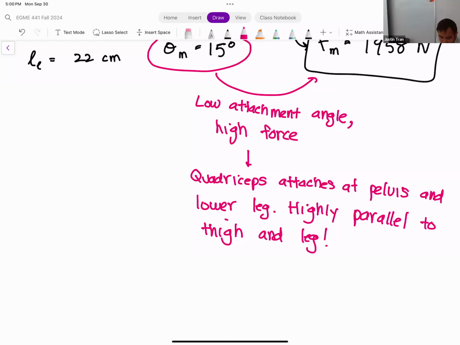But the quadriceps actually has help from another part of your body as well. So if this part of your body wasn't there, then your quadricep would actually have to work even harder.